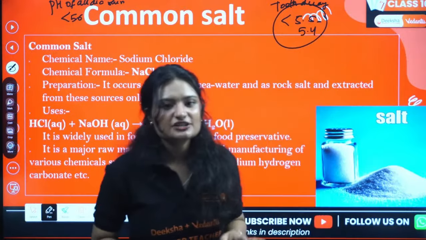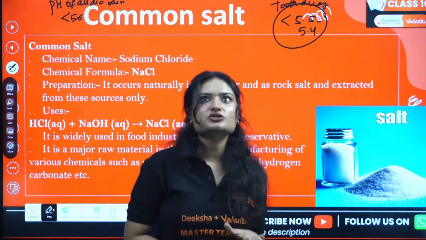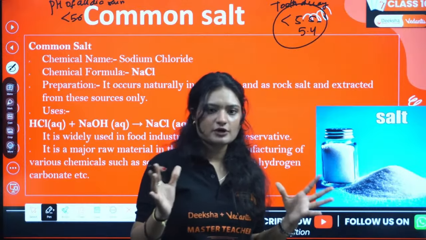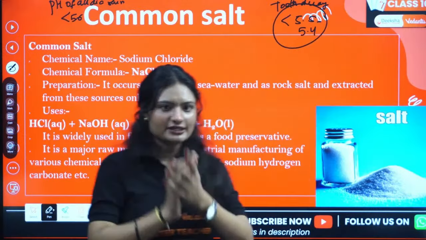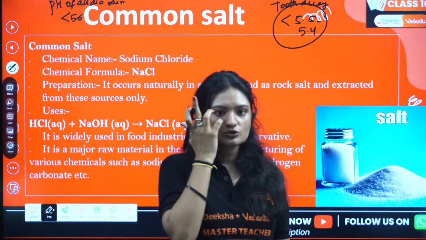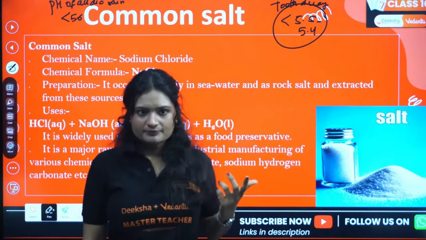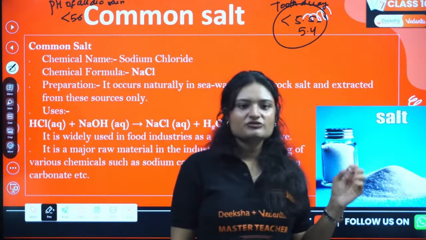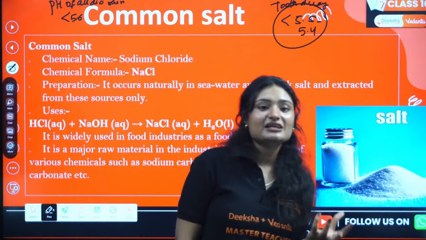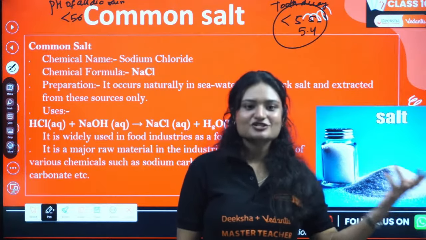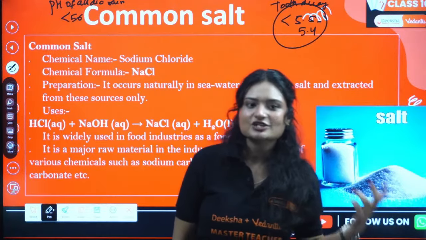So where do we get it from? You see in sea water, you have plenty of salts. Enough amount of salt is there. It's very salty, right? If you have ever been to sea. So what do we do? We collect seawater, and then we vaporize that water, and what are we left with? We are left with salt. And that's how you synthesize common salt.